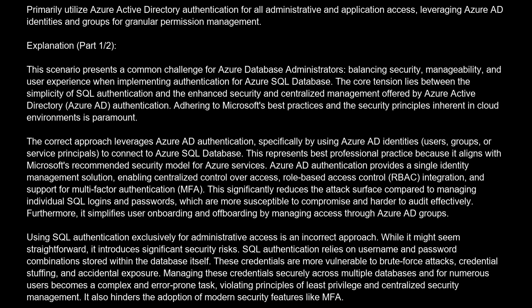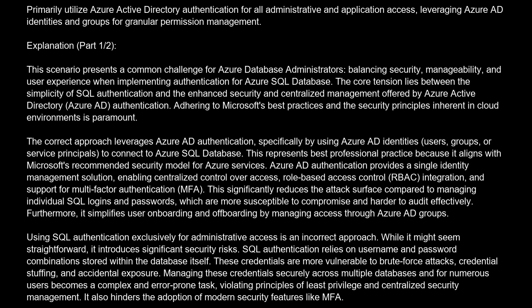The correct approach leverages Azure AD authentication, specifically by using Azure AD identities, users, groups, or service principals to connect to Azure SQL database. This represents best professional practice because it aligns with Microsoft's recommended security model for Azure services. Azure AD authentication provides a single identity management solution, enabling centralized control over access, role-based access control (RBAC), integration, and support for multi-factor authentication (MFA).